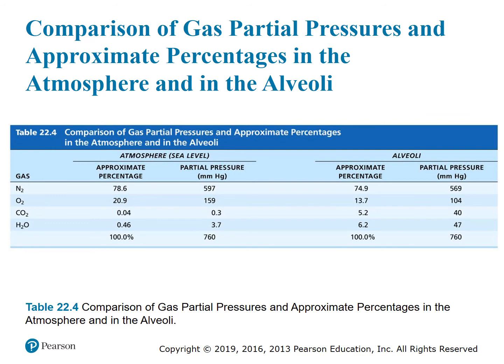Oxygen is 159 in the atmosphere at sea level, and in the alveoli is 104. Carbon dioxide is 0.3 at sea level, whereas in the alveoli is 40. Water is 3.7, and in the alveoli is 47. Total is 760 for both.